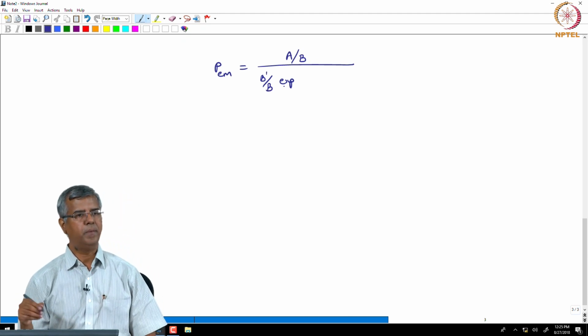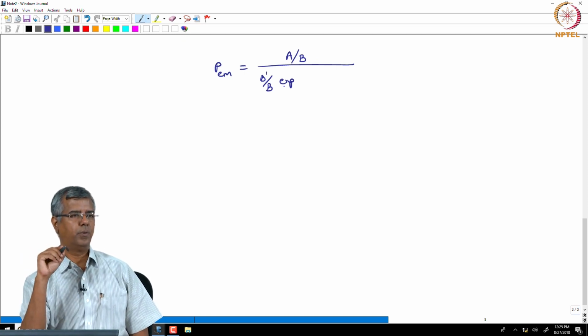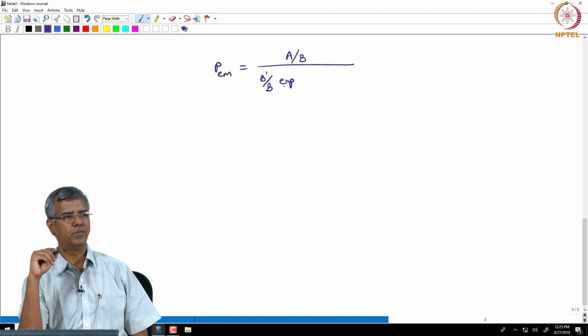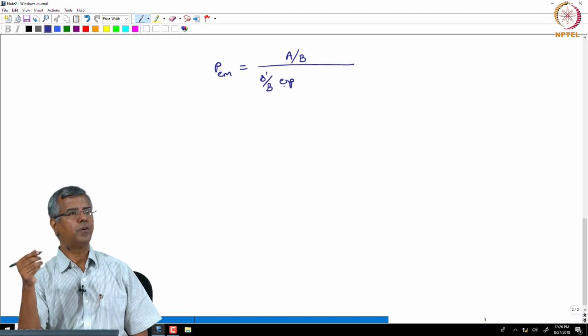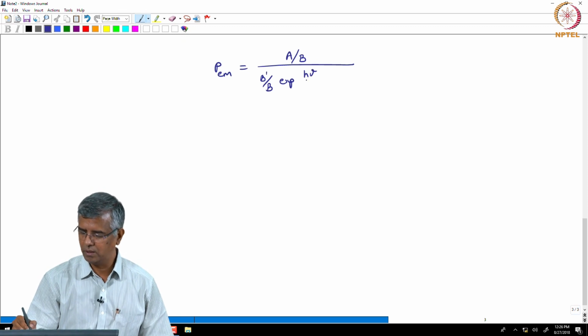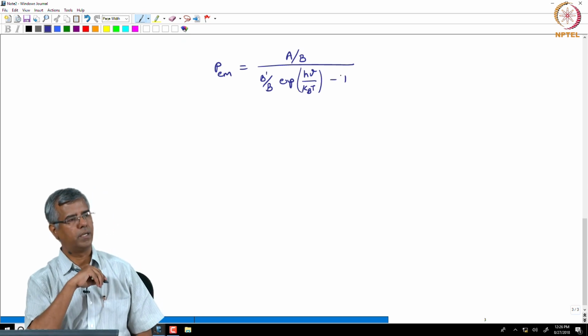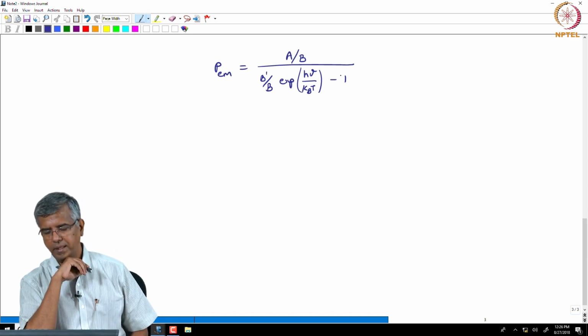delta E over kBT. But from the perspective of emission, what does delta E correspond to? The energy of the photon, right. So, the photon that is emitted will correspond to h nu. So, I can write this as h nu over kBT minus 1, okay.